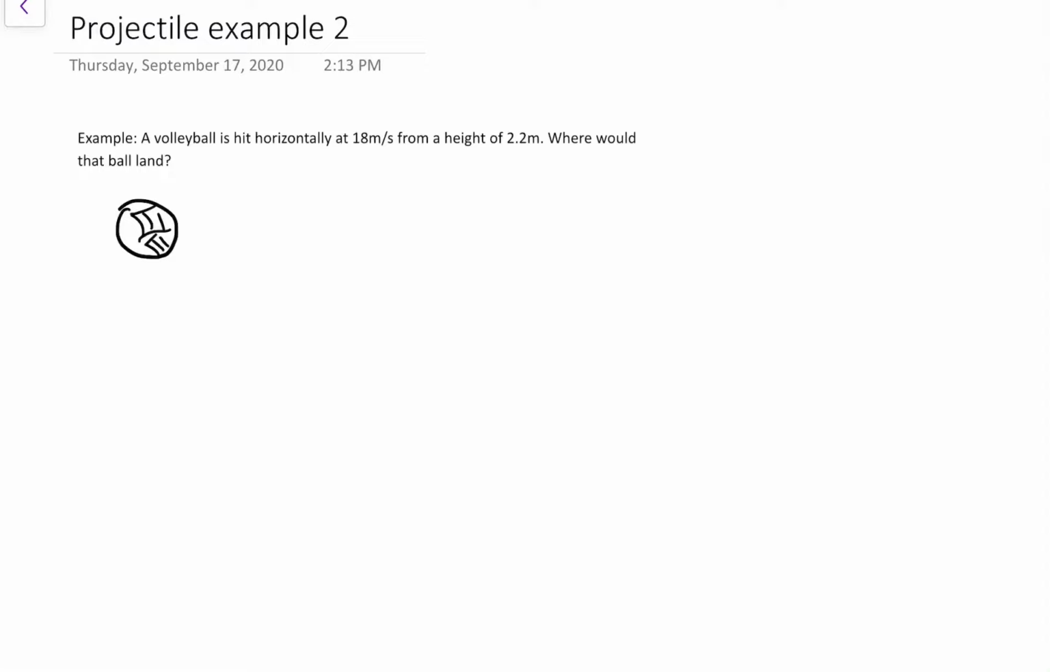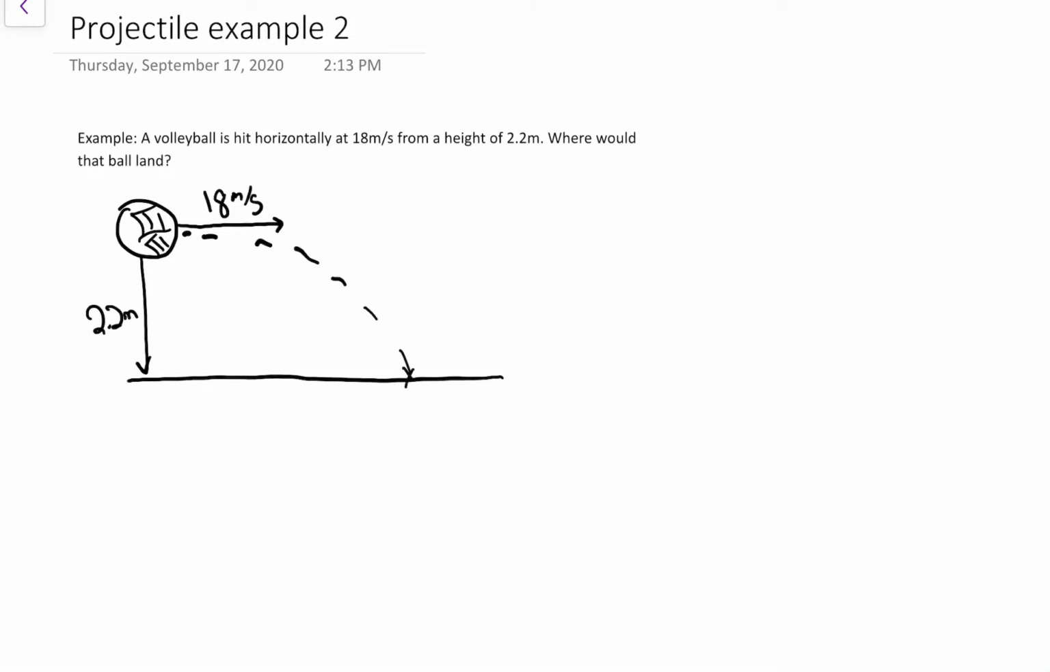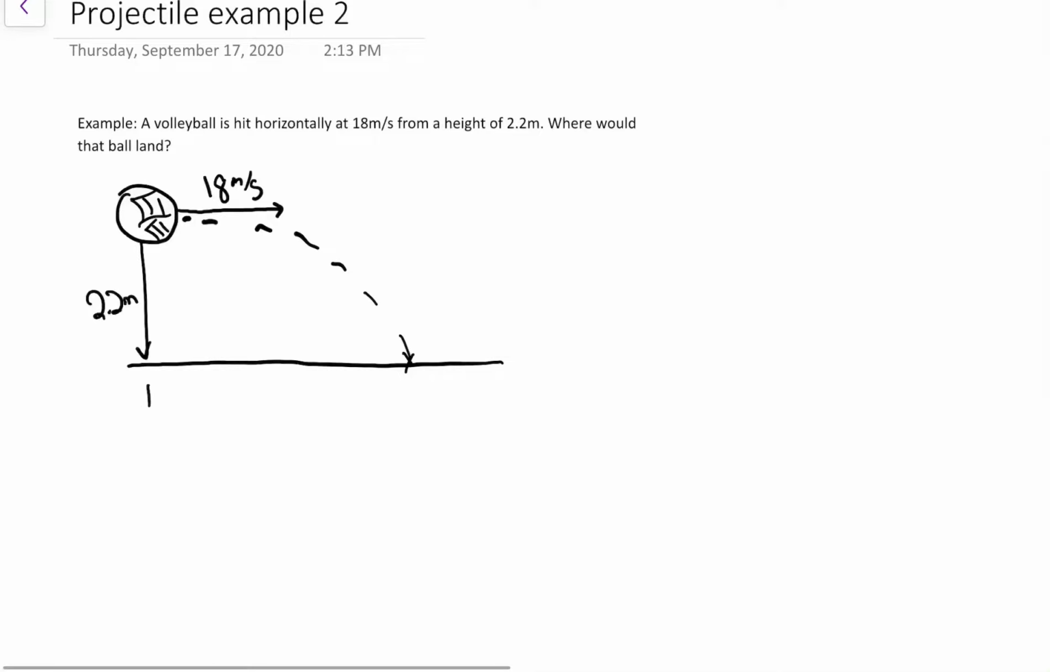It's hit horizontally at 18 meters per second, but this time it's hit from a height of 2.2. So there's our ground. This distance is 2.2. And again, it follows a nice parabola. Crashes into the ground somewhere over here. We're asked: where does it land?